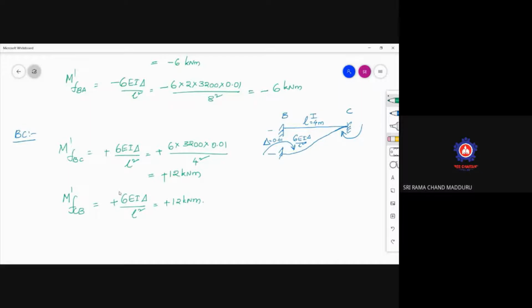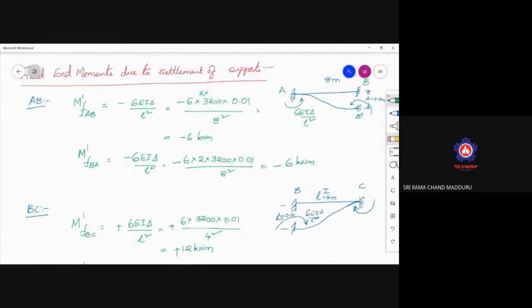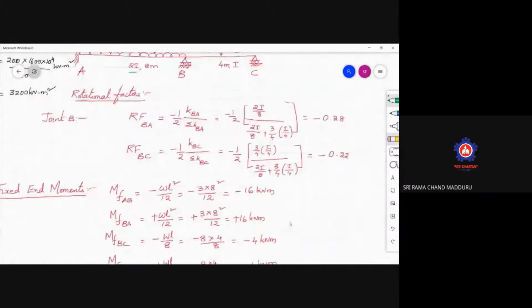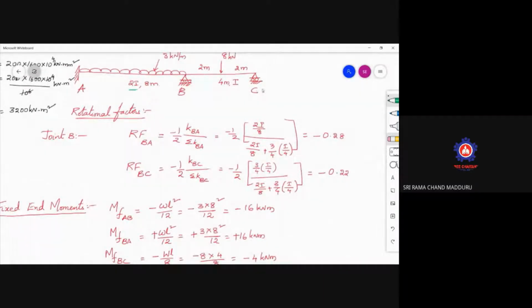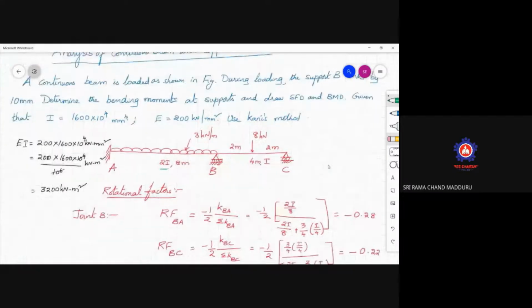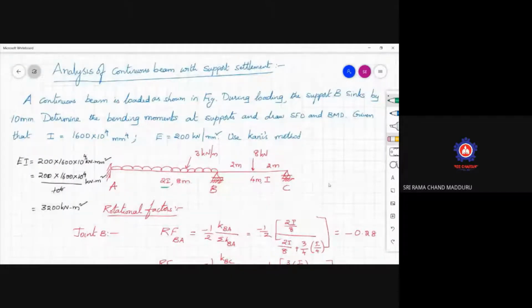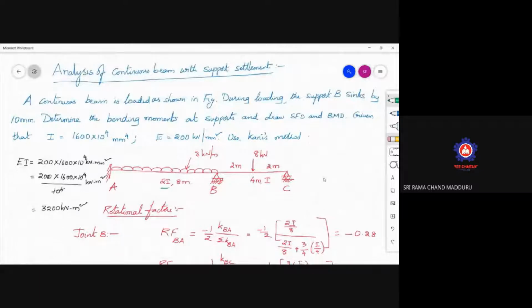Now, after calculating this, we have to first of all go back to our beam. Just observe the beam. What is there? Your support C is a roller support. So you have to balance that. You have to balance first. We have to first of all balance that, then only we can move further.